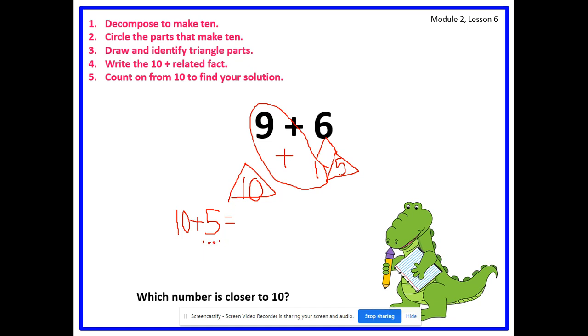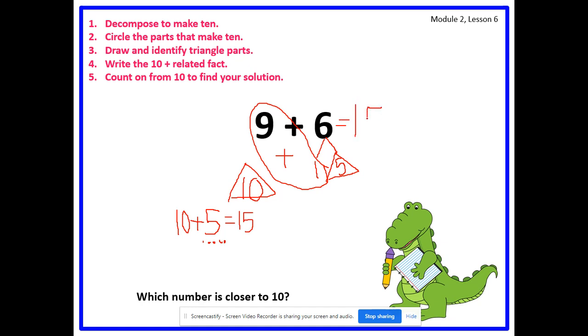Let me draw my 5 dots. So I would count on from 10. 10, 11, 12, 13, 14, 15. So 10 plus 5 is, get ready. Yes, 15. Don't forget to write your answer next to 9 plus 6.